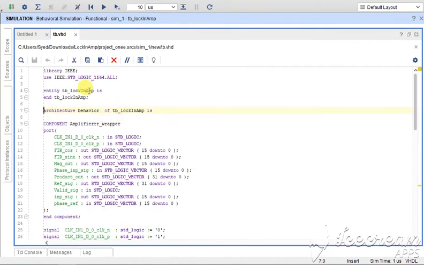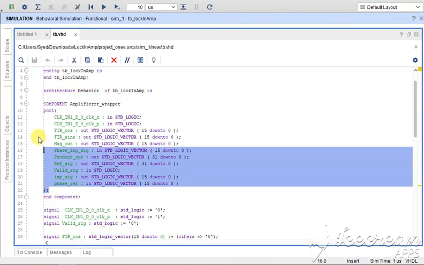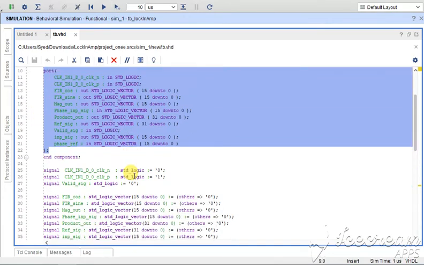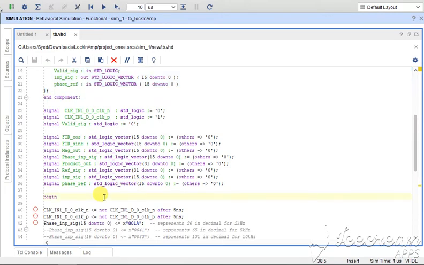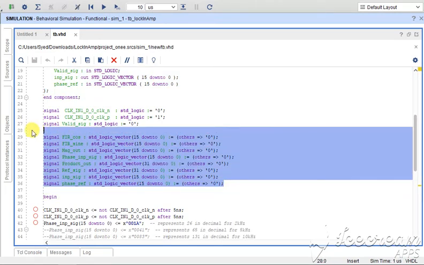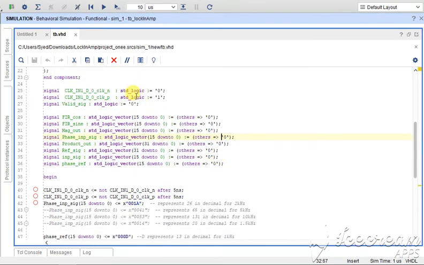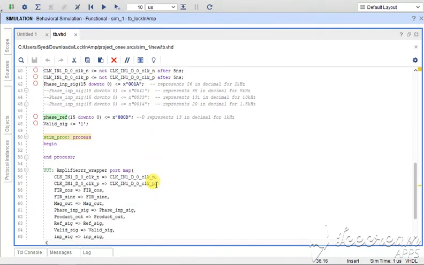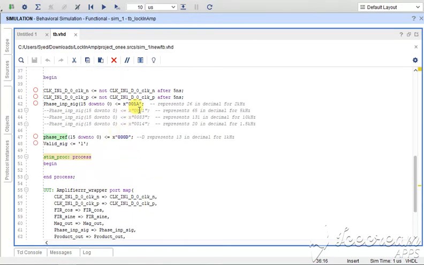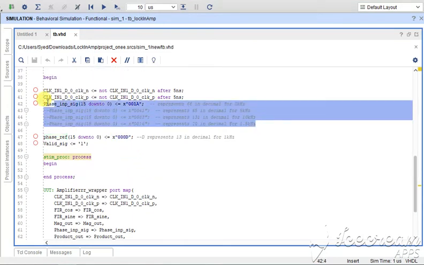You can see that this is our module, known as amplifier wrapper, that is the block diagram. And you can see that there are several signals that are acting as input and output. This is clock signal, valid signal, FIR cos, FIR sine, magnitude, phase input. These all are the input and output signals in the block diagram, which I discussed at the start of the video. So let me tell you how this works.